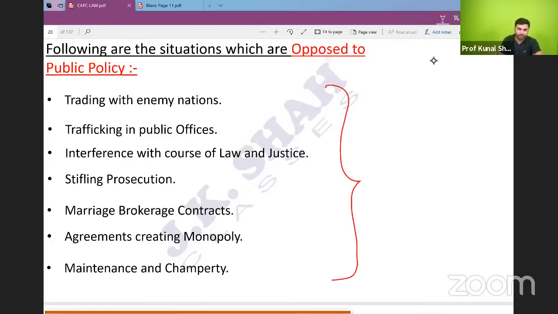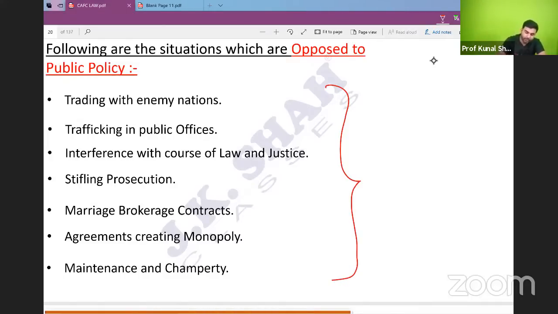It is opposed to public policy. For example, you are providing some kind of a bribe to a judge, so that the judge kindly gives a judgment in my favor. Then you are trying to interfere with the working of the court itself. It is considered to be opposed to public policy. In that case, there won't be a valid contract.